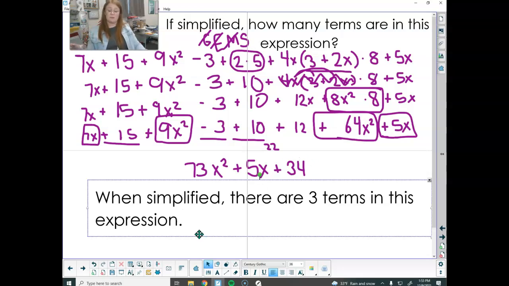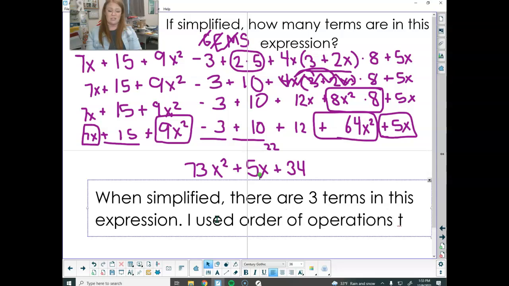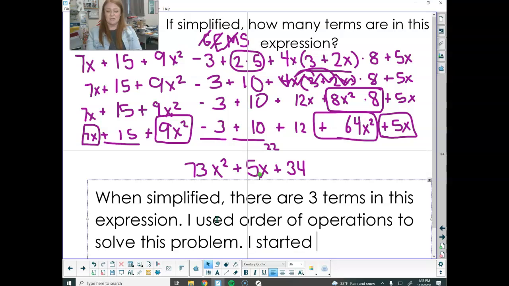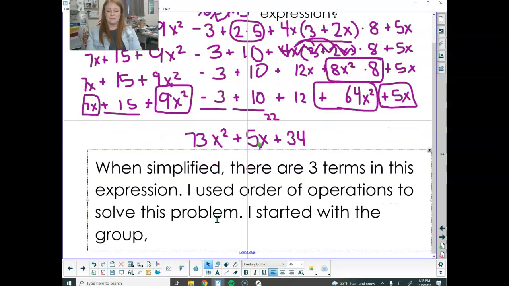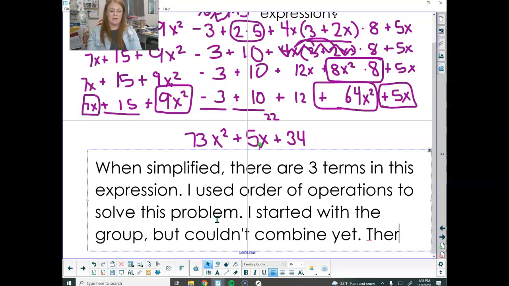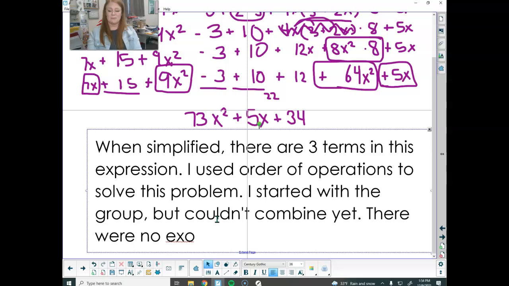So now I'm going to cite how did I know what to do. I used order of operations to solve this problem. I started with the groups, or there was just one group, but couldn't combine yet, right? They weren't like terms. There were no exponents I could solve because I didn't know what x was.